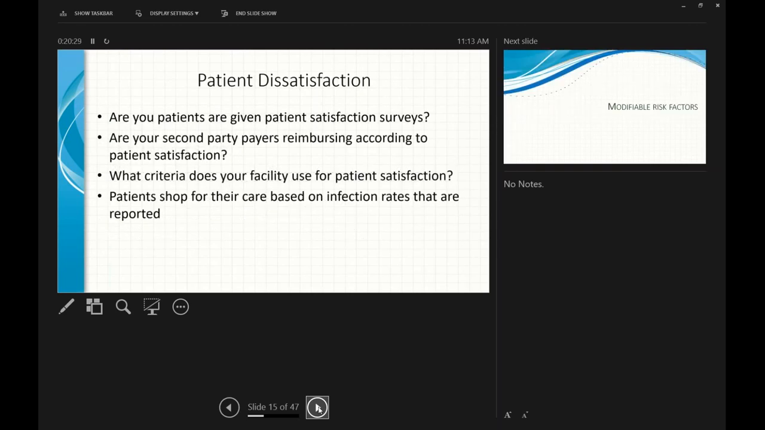Plus, there's patient dissatisfaction. I know how dissatisfied I'd be. All of your patients in your facilities are given satisfaction surveys. Not a patient gets out of there without filling one out. And the second-party payers are also reimbursing according to patient satisfaction.